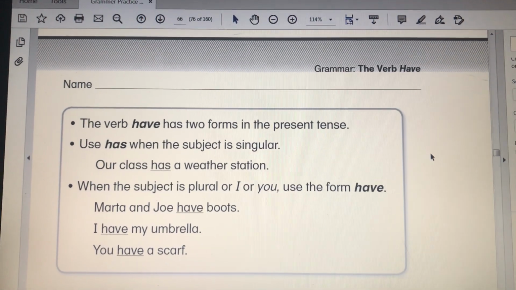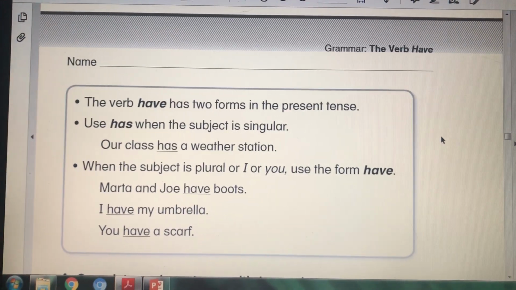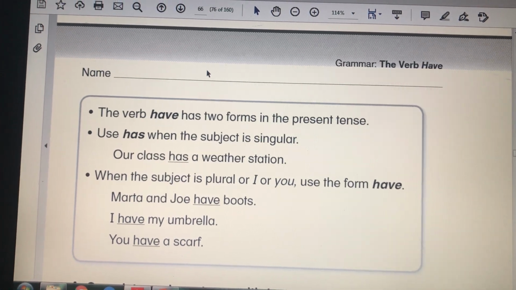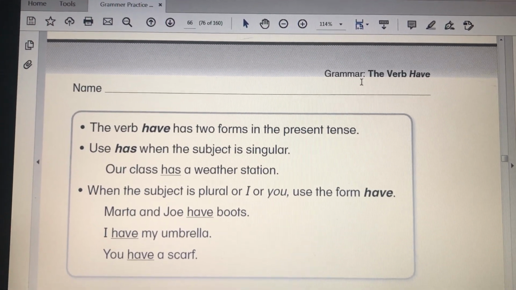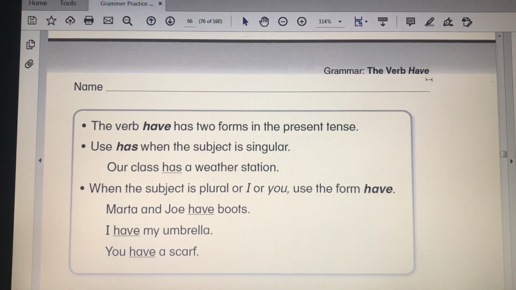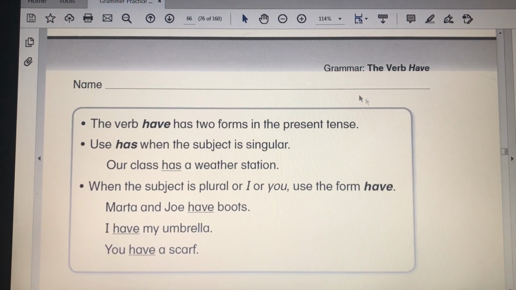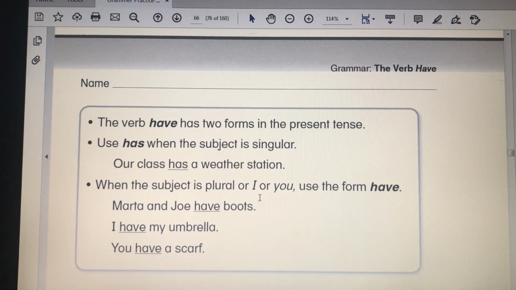Hi everyone. So, you guys all know that on Thursday, what do we have? We have a grammar lesson. And what's the grammar lesson this week? It's the verb have. So let's start reading this box as we usually do in class.